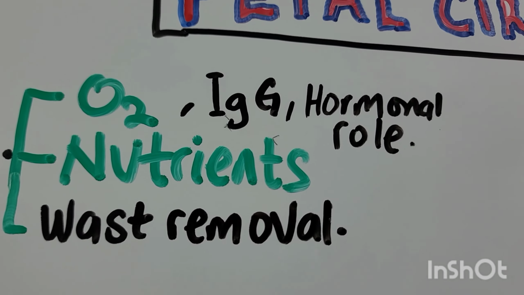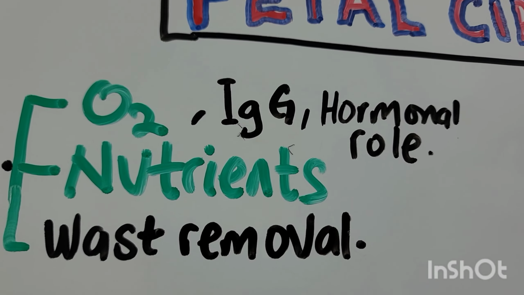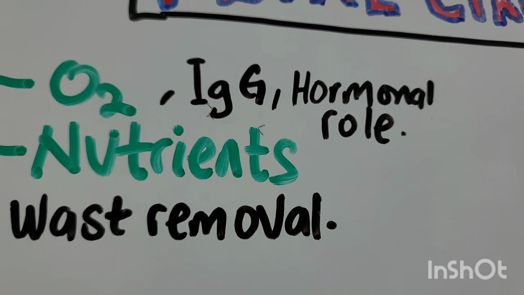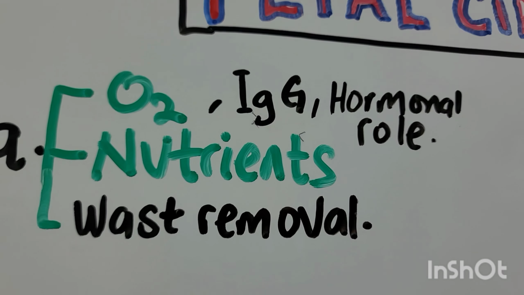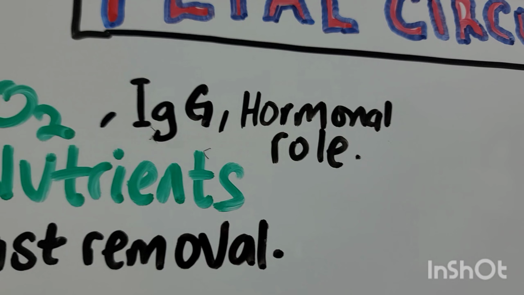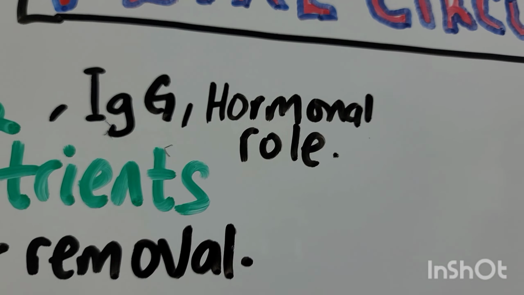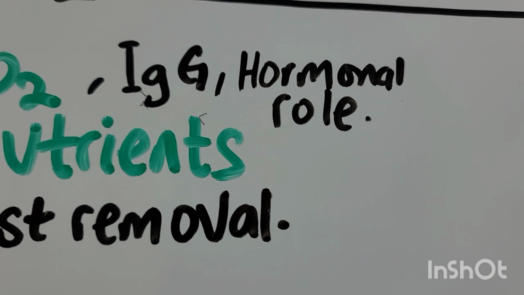Besides that, we also have immunoglobulin passage, like for example, immunoglobulin G, which provides passive immunity from the maternal side. This is always a gift that's given to the baby after it's born from the maternal side. And of course, we also have hormonal function, whereby the placenta provides a lot of hormones, like hormone HCG.